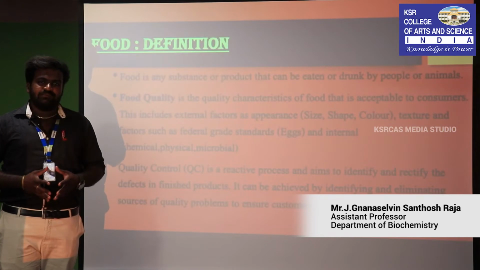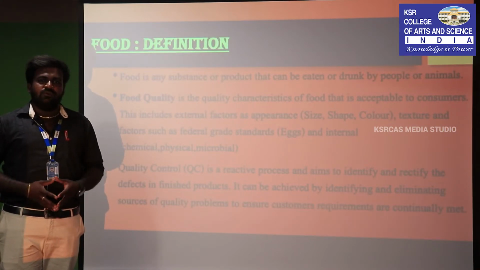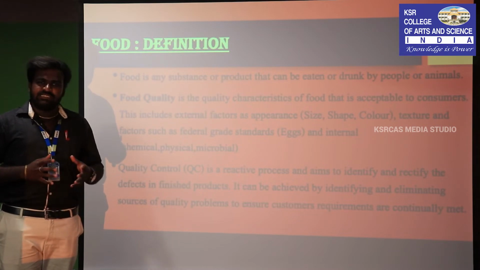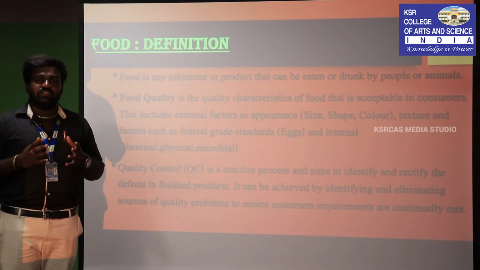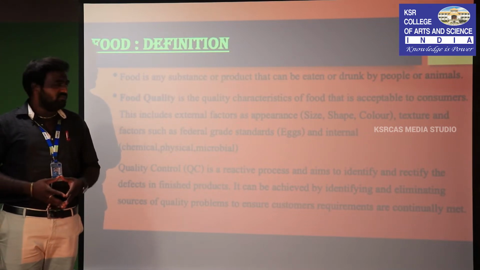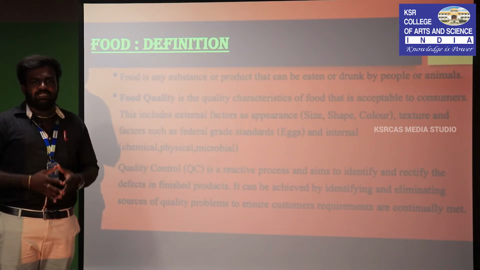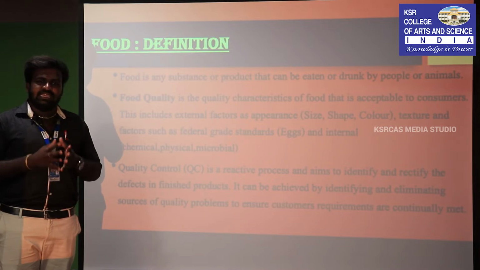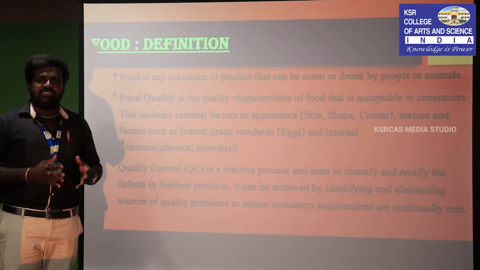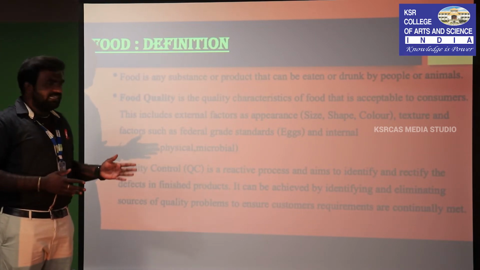Today, we will discuss the topic food processing and quality control. So, what is food? Food is any substance or product that can be eaten by humans or animals. Food quality requires the quality of the food, both external and internal. External quality includes size, shape and color, and it is also related to the internal physical, chemical and biological characteristics.